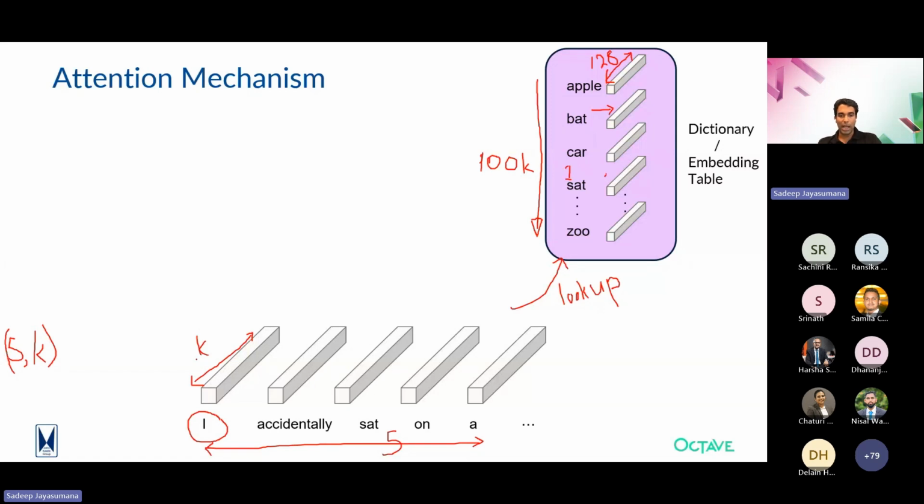Now we want to have some interaction between these vectors. For example, we want to understand that this verb sat is associated with this adverb accidentally, and it's associated with this subject I, and so on. So how do we create that interaction between these vectors so that they can deeply communicate with each other and understand the full meaning of this sentence as a whole? That's the attention mechanism that we are going to talk about.